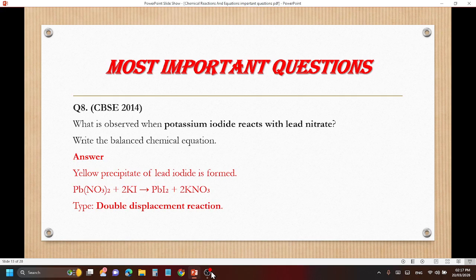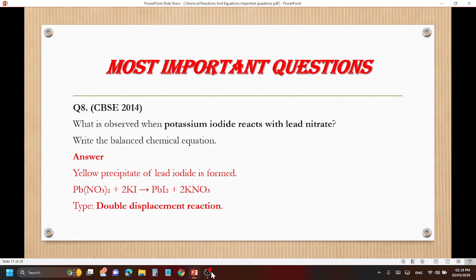Moving to one more CBSE 2014 question. What is observed when potassium iodide, KI, reacts with lead nitrate, Pb(NO3)2, and write the balanced chemical equation. I guess I did not give the equation, but remember this question has come. When potassium iodide reacts with lead nitrate, a yellow precipitate of lead iodide is formed. This is a double displacement reaction in which lead iodide, the yellow precipitate, is formed. If you want to remember the equation, it is given on the screen, just learn it by heart: Pb(NO3)2 plus 2KI gives PbI2 plus 2KNO3.